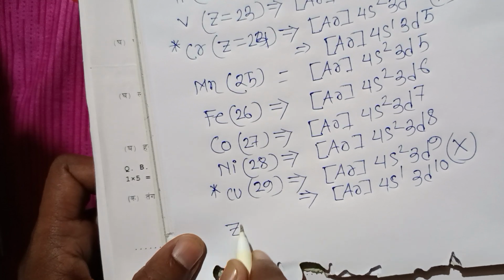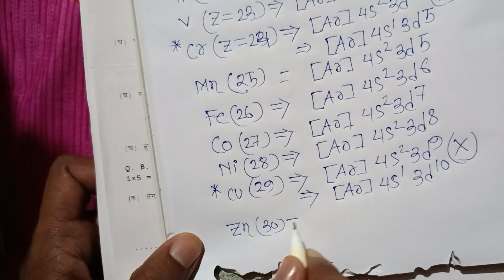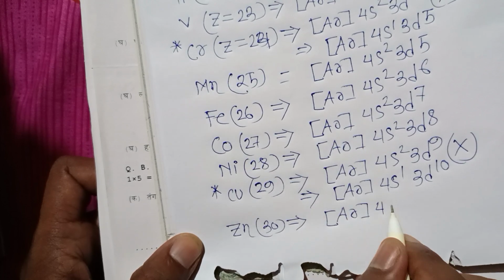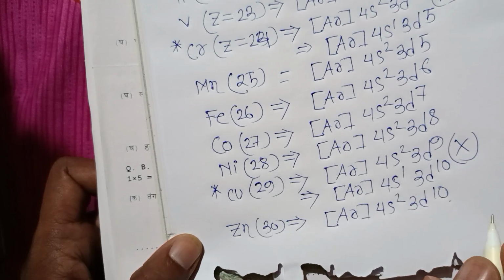Next move to zinc. Zinc is 30. So Ar 4s2 3d10.